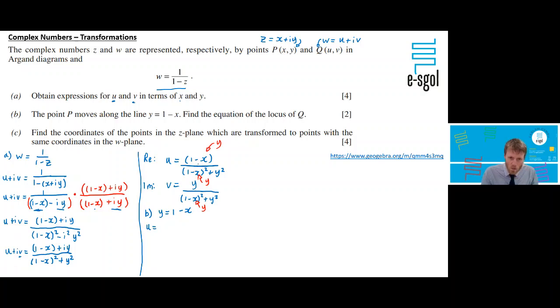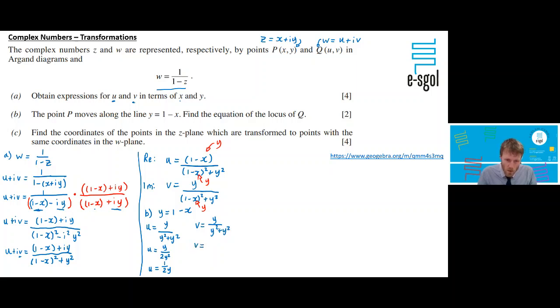is equal to, so I'm changing the 1 minus x to a y, and on the bottom I'm changing that 1 minus x to a y. So that's what we get for u. So that's y over 2y squared, or 1 over 2y. Let's do the same with v. So v equals y over, and the 1 minus x is y, so it's y squared plus y squared.